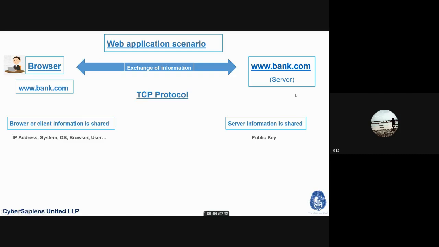Basically, the public key is shared only when HTTPS is used. If the website is using HTTP, then the concept of public key will not come into the picture because it doesn't use a public key. So public key is shared in case HTTPS is used. Now, what will happen when the initial connection is built? The public key is shared. Next thing is the requested page, that is the bank.com page, is shared to the browser.